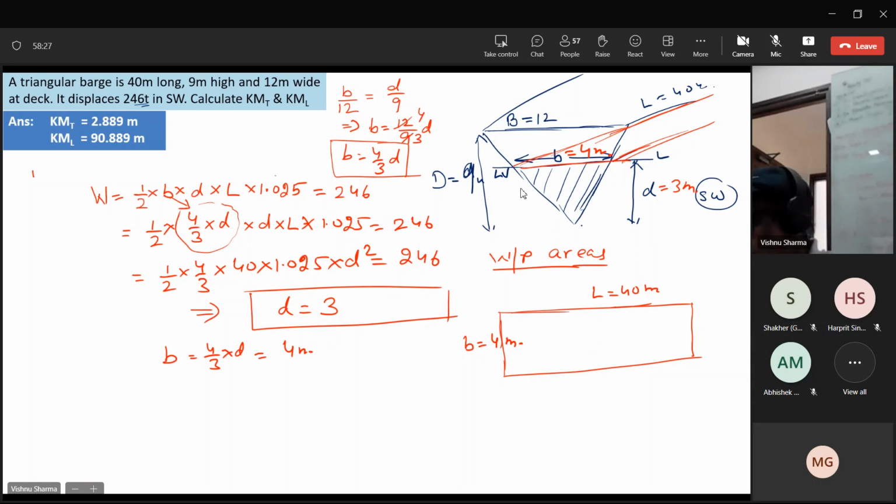Yes, sir. Okay. Guys, what is KM equal to? KMT is equal to KB plus BMT. I have already told you about the triangle. Can you tell me what will be the KB in this case? Look at the upper diagram. Tell me what will be the KB.